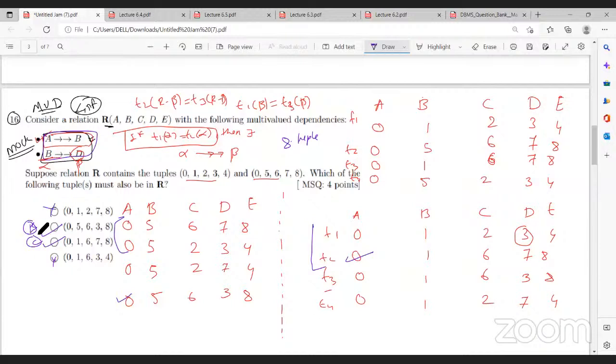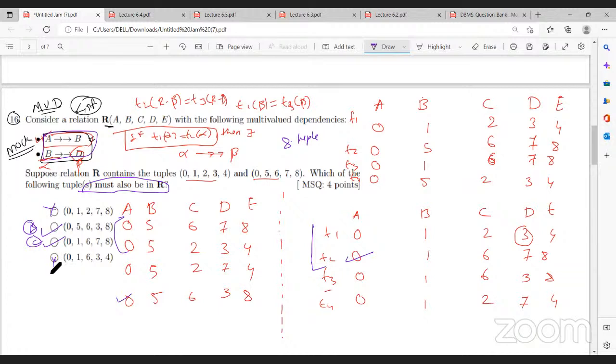But this doesn't cover all the additional tuples we need to add, right? It's just saying only 2 are available of the things that we need to add to make it multivalued. So what I'm saying is they have given 2 tuples. We have added 6 more tuples to make it multivalued, of which only 2 are present in that 6. So in this question, which of the following tuples must also be in R, right? Must also be in R.